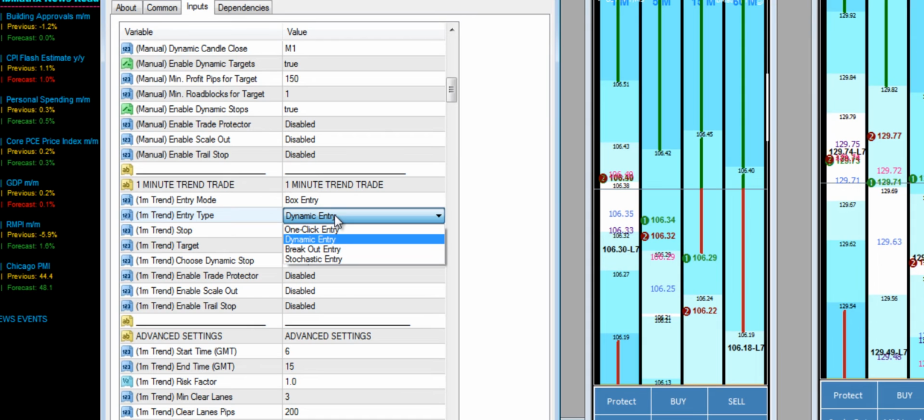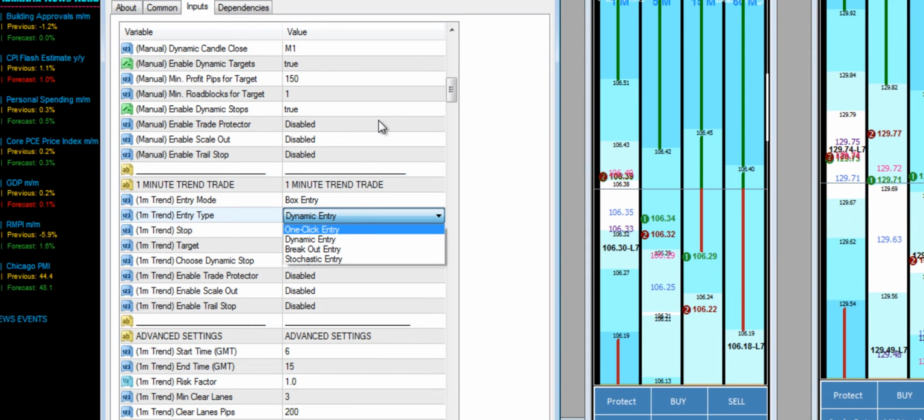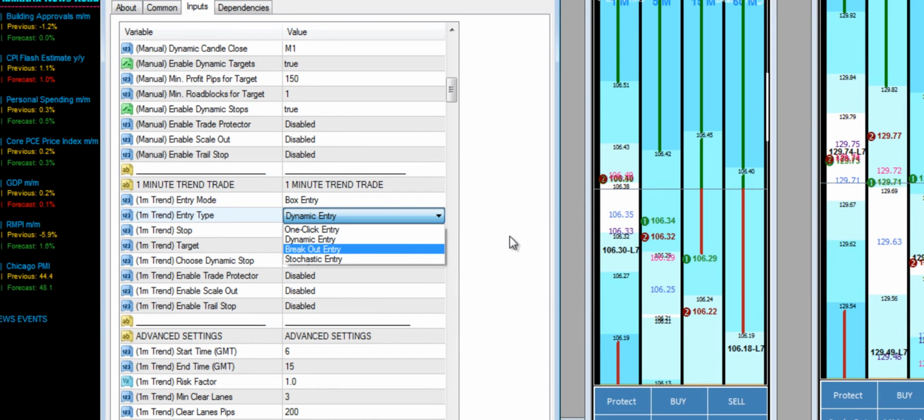Okay, so real quickly, we know what the one-click entry is. You press buy or sell, you're in. You don't even get a chance to think about it. Dynamic entry, you press buy or sell, then it waits for a candle close that you've determined to enter you. And by the way, at any time, you can swipe a dynamic entry. So if you change your mind, you can swipe it and it erases it. It won't enter the trade.